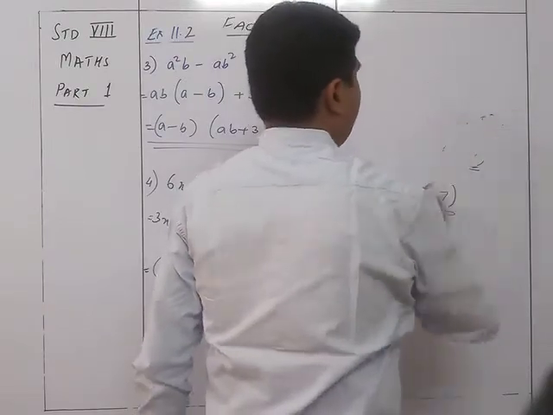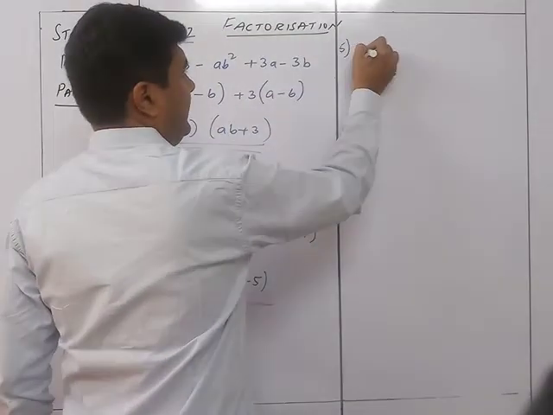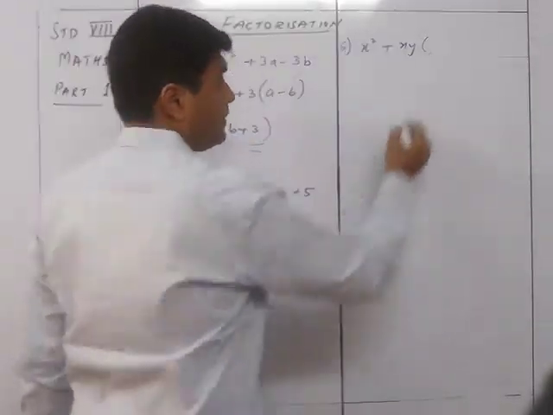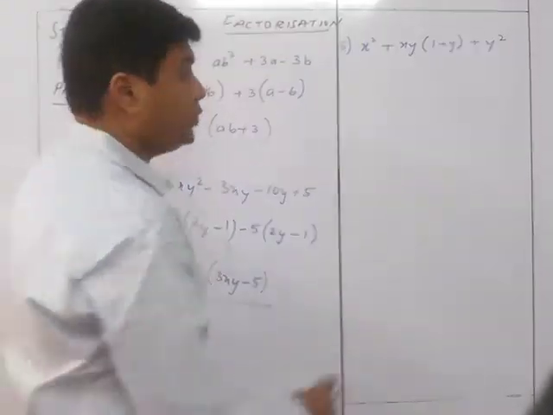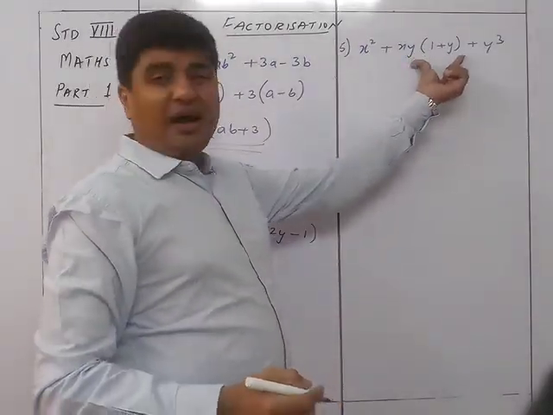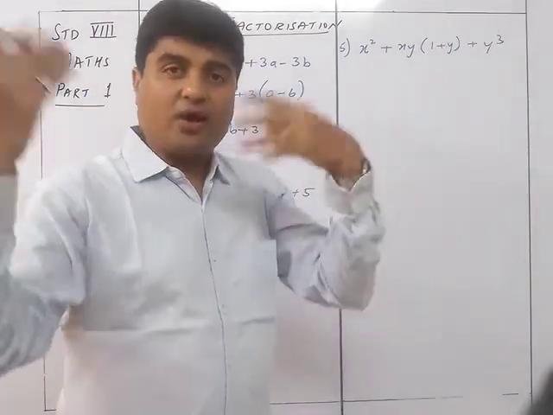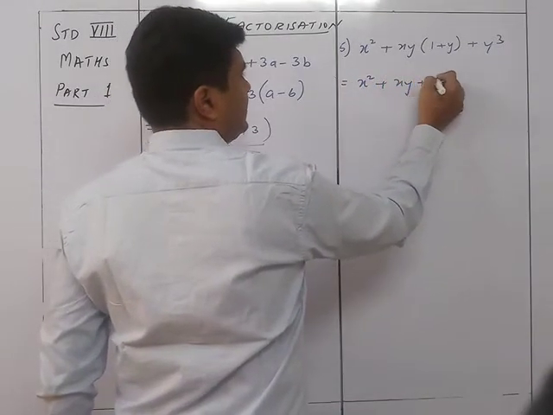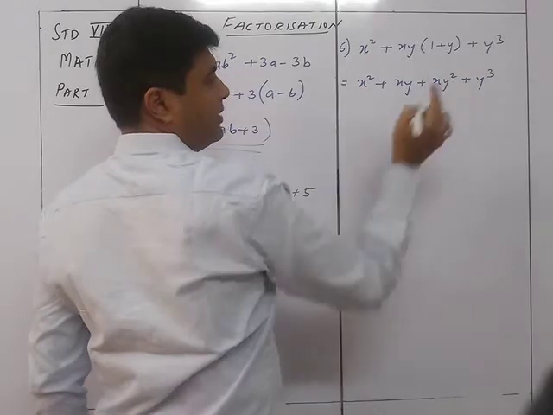We move on to sum number 5. x square plus xy into 1 plus y plus y square, y cube. So in this case, I'll get rid of this bracket first. I'll open the bracket so that I have got all the separate terms. I can take out common after that. So here it is going to be x square plus xy plus xy square plus y cube. xy into 1 is xy, xy into y is xy square.